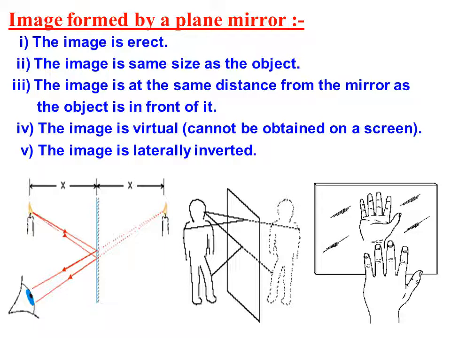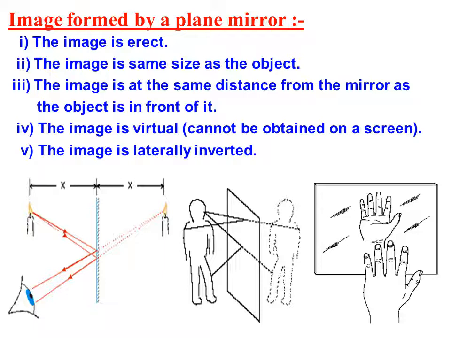Okay, and the fifth one, the image is laterally inverted. What do you mean by laterally inverted? If you stand in front of a mirror and raise your right hand, what will you see in that image? Which hand is the image raising? It will be the left hand.